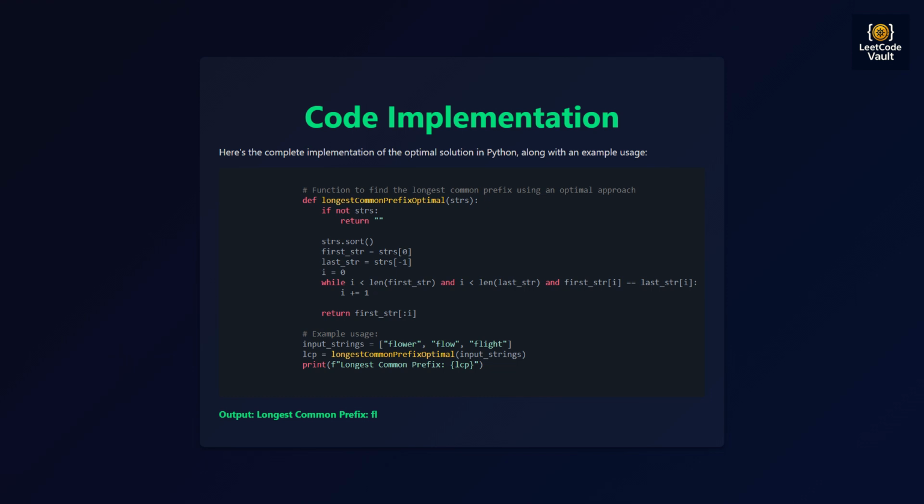Code implementation. Let's see the code in Python. We'll start by handling the base cases, empty input, or an array with only one string. Then we'll iterate through the strings, character by character, comparing them. If all characters match at a given index, we add that character to our common prefix. If there's a mismatch, we break out of the loop and return the current common prefix. It's really quite straightforward once you see the code in action.